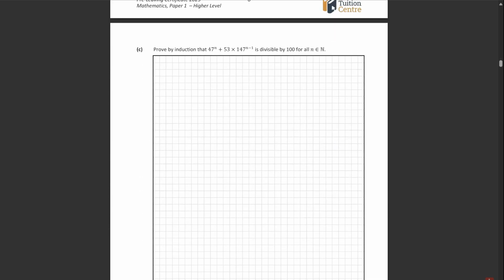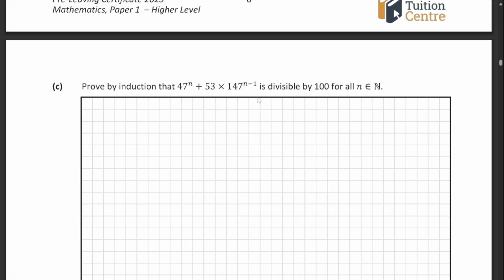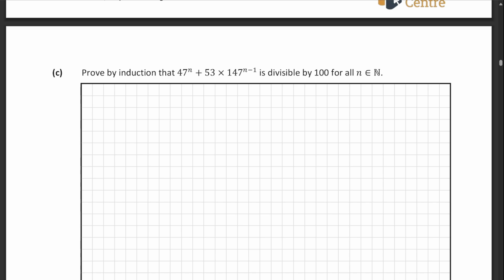Oh, yeah, I remember this one. I'll zoom in just in case people can't see it. That's just a ridiculous question. Prove by induction that this really annoying looking expression is divisible by 100. You do just have to use the standard techniques of n equals 1, assume n equals k, and then prove true for n equals k plus 1. It's just, they are big numbers, so I can understand if students had an issue with that question.